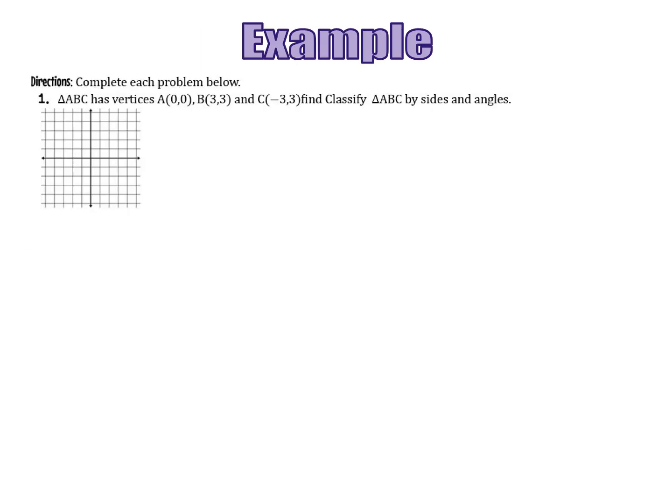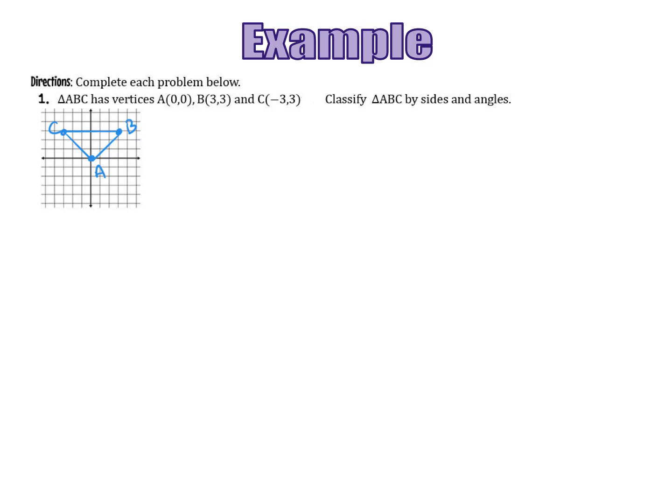All right, on our first example, we are going to plot the points to create the vertices, the endpoints of the triangle, and then we're going to classify the triangle by sides and angles. So go ahead and pause the video to plot those points and connect them, and then unpause the video and we'll talk about the classification together. All right, here we have our triangle.